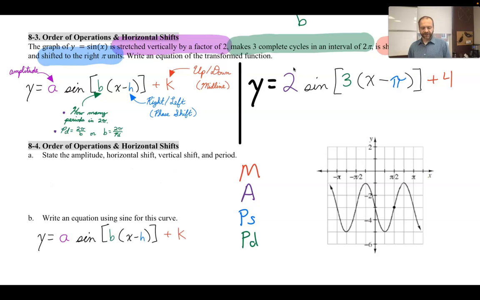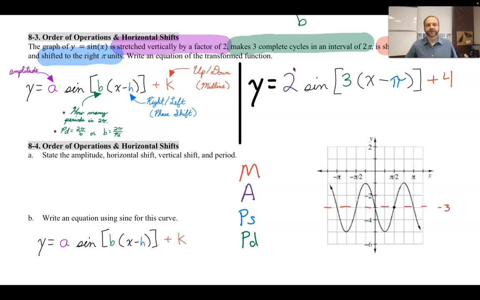So I'm just going to copy this down here, and we'll fill it in as we go. All right, so first off, what's my midline? I have a midline of y equals -3. So I'm going to erase this k value, this plus k, and I'm going to put a -3. That was easy.